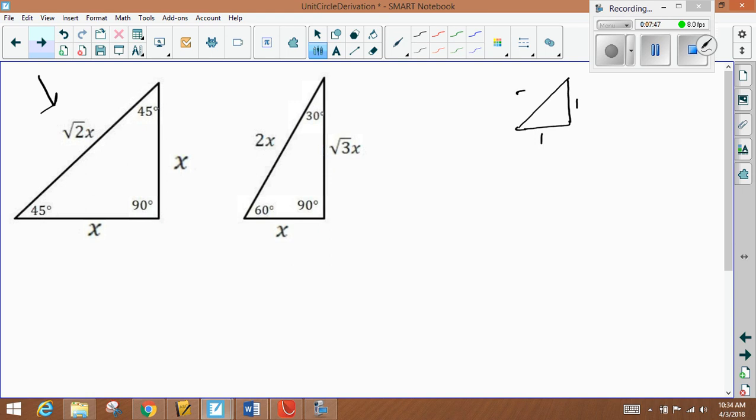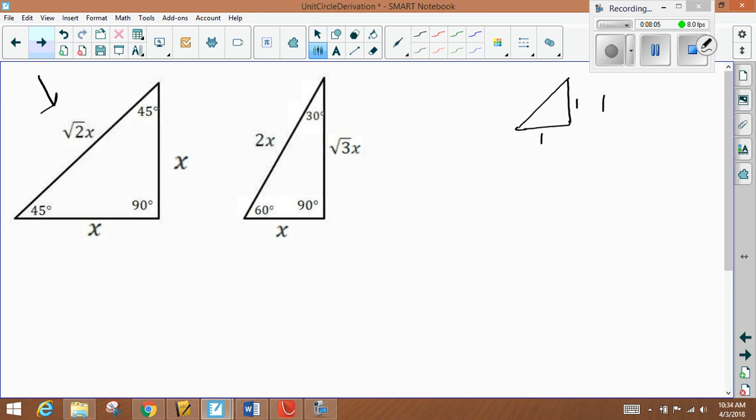But if that's true, then this has to be. What are we doing? I'm just showing you where this one comes from. Okay? I didn't want to just throw it out there and not justify it.